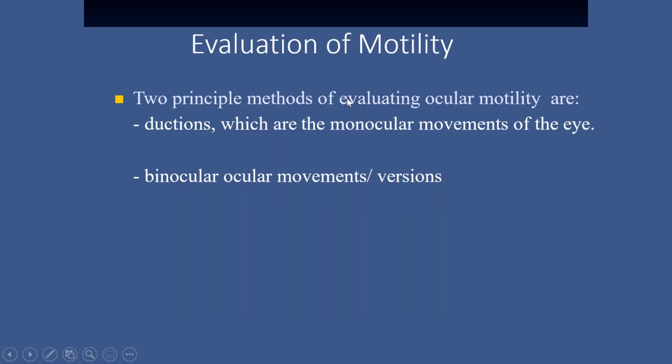Now, how do you evaluate the motility? Do you know what ductions and versions are? Yeah. So ductions are uniocular or monocular movements, and versions or vergences are binocular movements. So in a patient of squint, we have to evaluate these as well, right?